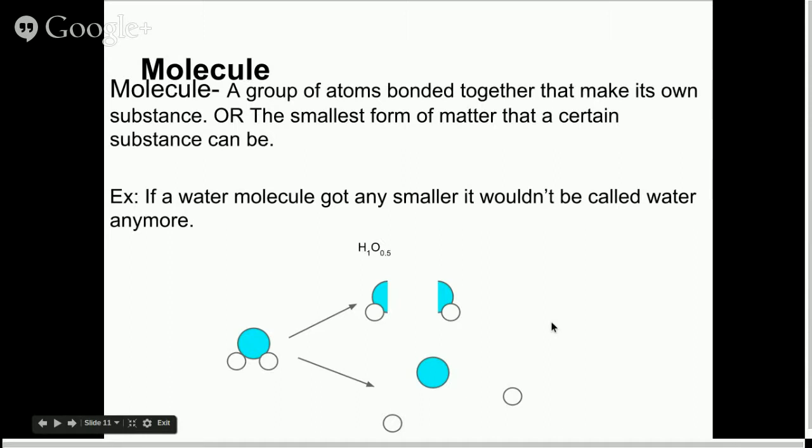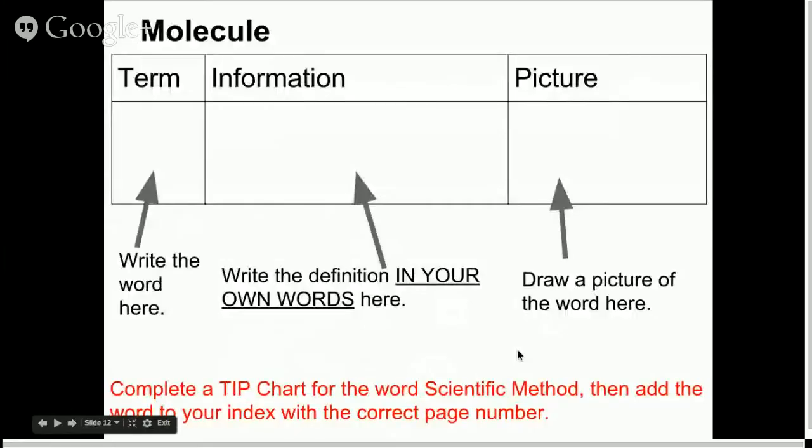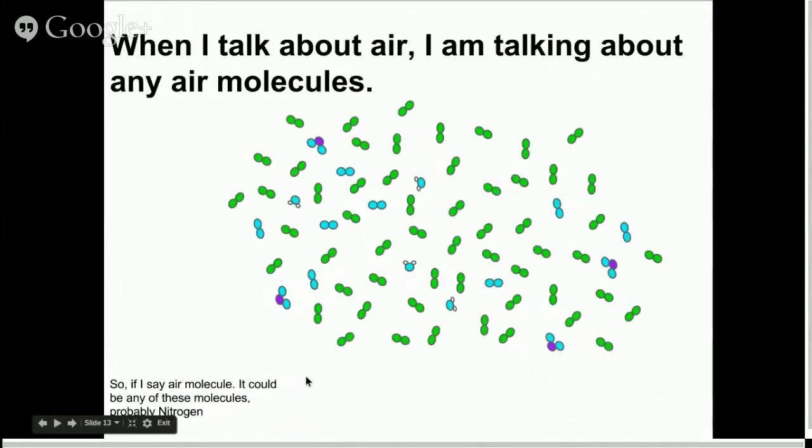Go ahead and write down or make a tip chart for the word molecule. Write molecule here, the definition here in your own words, and then draw a picture. Go ahead and pause it. All right, make sure you add this to your index with the correct page number.